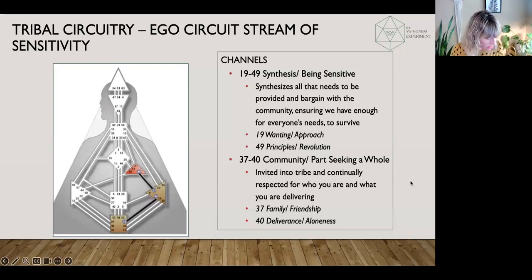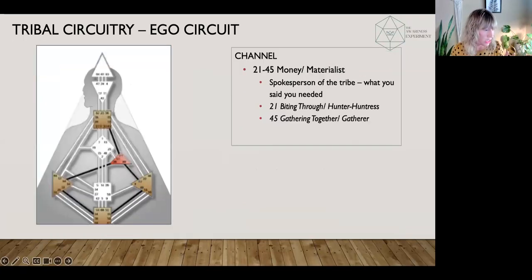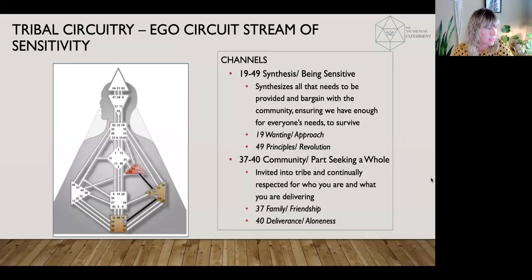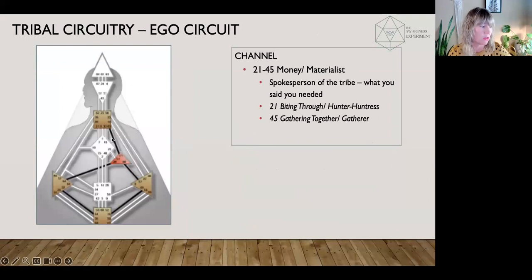All right, we are at like, oh my God. So I've got to do one more channel, and it's the 21-45, the money materialist. This isn't in the stream of instinct or the stream of sensitivity. This is also in the ego circuit, right? That's a channel of money, design of a materialist. This is the spokesperson of the tribe. This is what you said you needed.